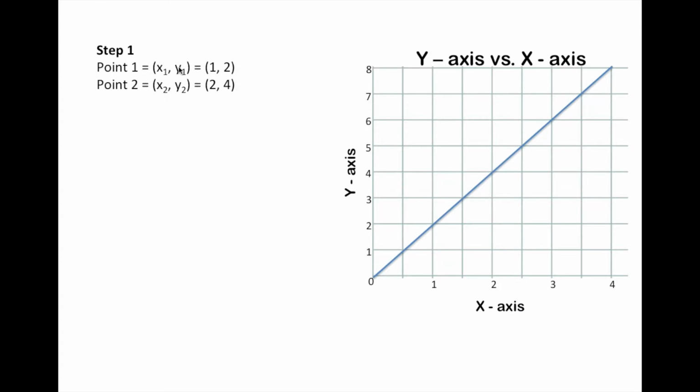Step 1 tells us to identify 2 points on the line. It doesn't matter where, just 2 different points on the line. So I've got point 1 and point 2.